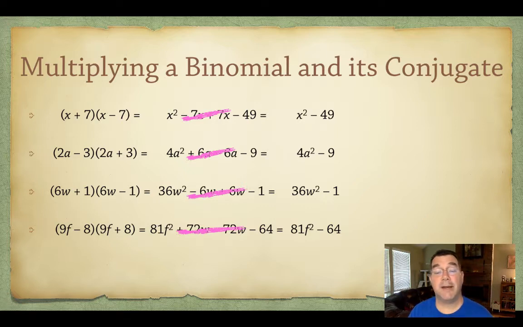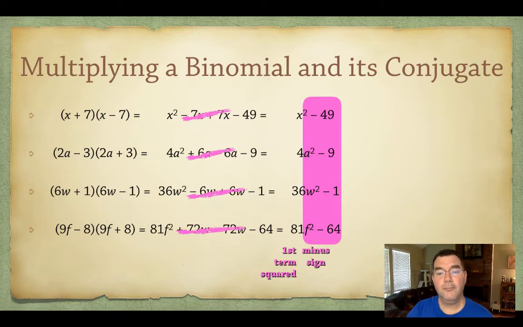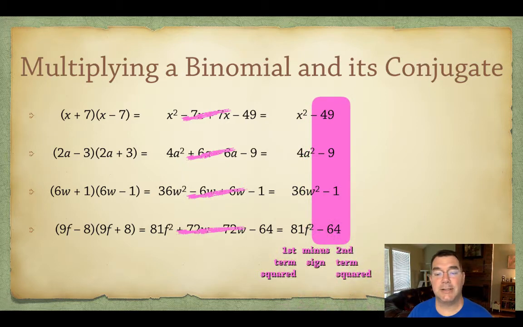So let's see if I can find a pattern in these answers that I got. Okay, at the very beginning, it's the first term squared, just like it was in the other special product that we talked about. In the middle, there's always a minus sign. And at the end, it is the second term squared, just like it was in the last example.